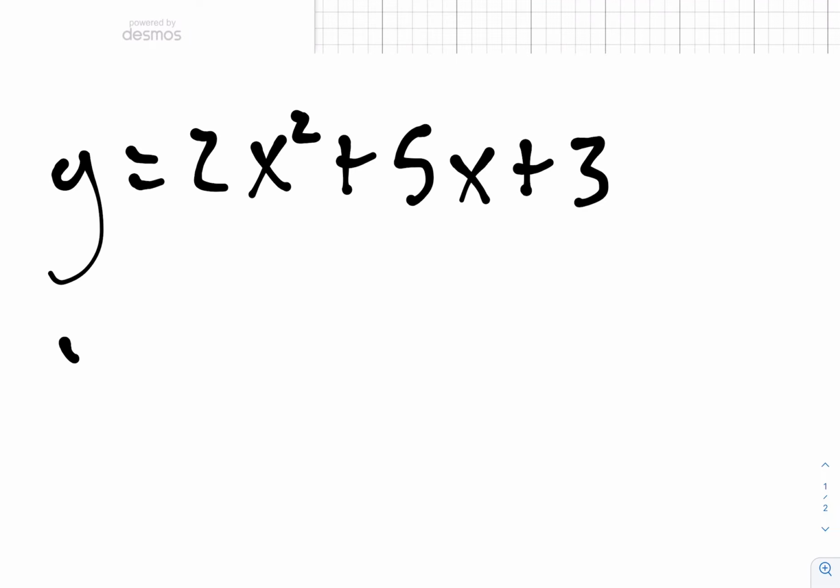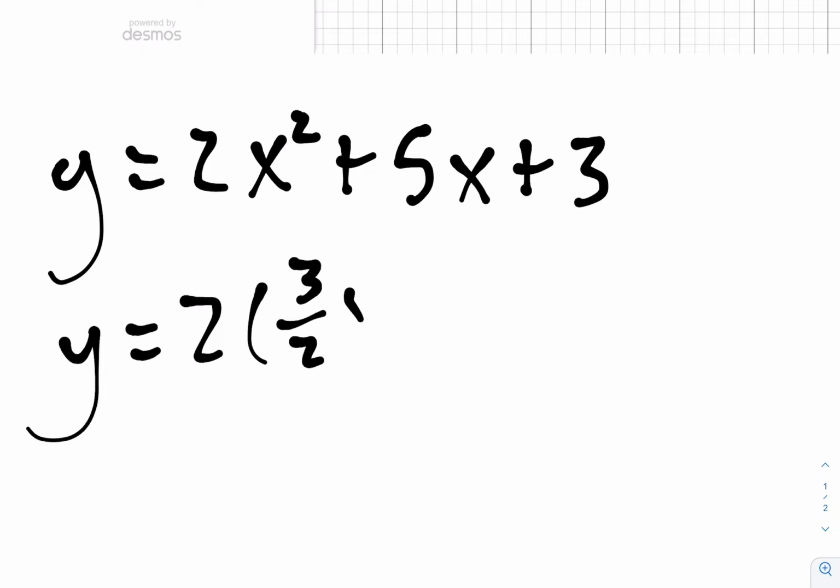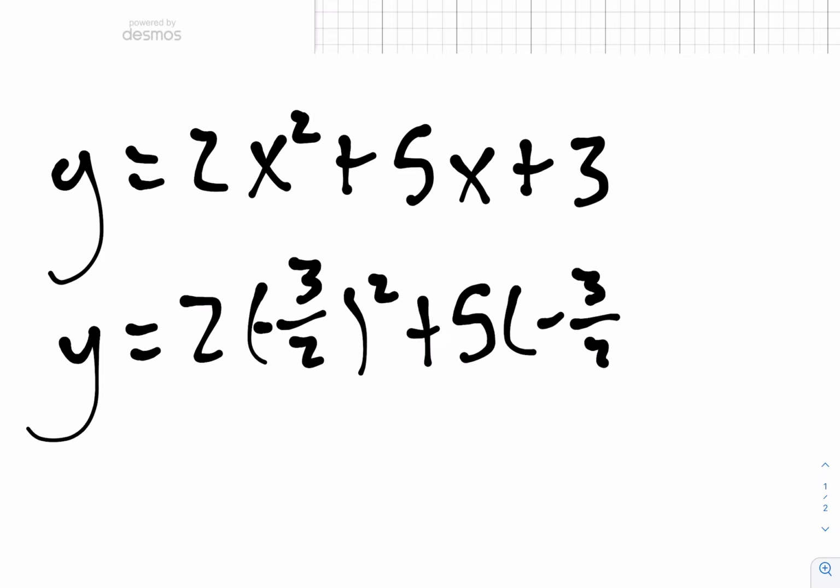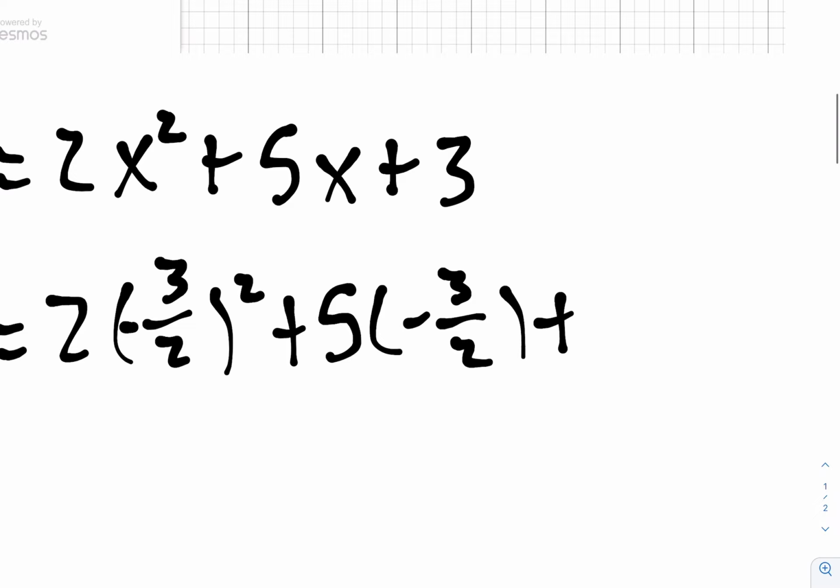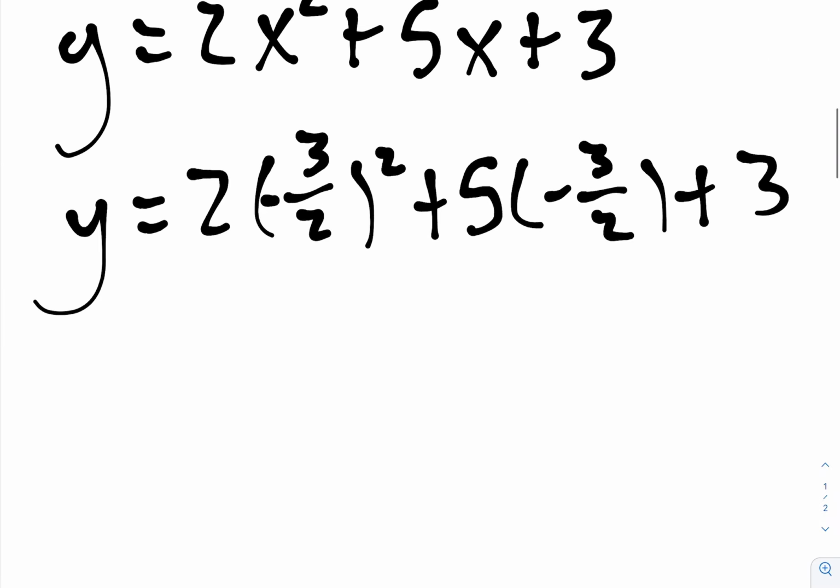We know 1.5 is 3 over 2, so let's go 2 times negative 3 over 2 squared, plus 5 times negative 3 over 2, plus 3. So if we simplify the fractions here, negative 3 over 2 squared, that's positive 9 over 4. 2 times positive 9 over 4 is going to give us positive 9 over 2. So that's going to be positive 4.5.